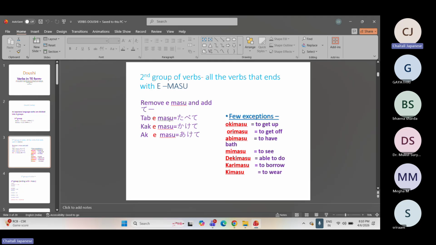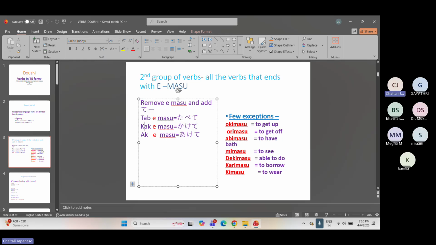Now, wherever you have e before mas, you will have this e letter. E. Tabemas, kakemas, akemas, or whichever words will have that e sound. Can you see that tabe has that e sound? Tabemas, kakemas, akemas. Wherever you have this e sound, that verb is categorized in your second group. Are we clear, everyone? The same rule will follow. You remove mas and you add te. So tabemas te form will be tabete, kakemas kakete, akemas akete. Are we clear?